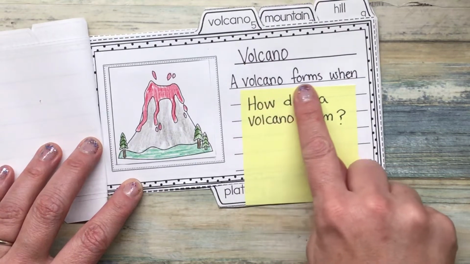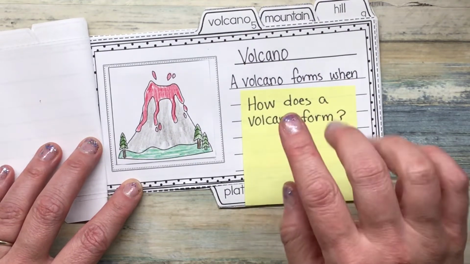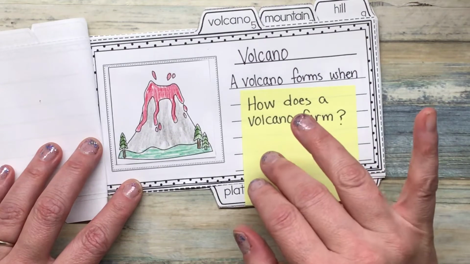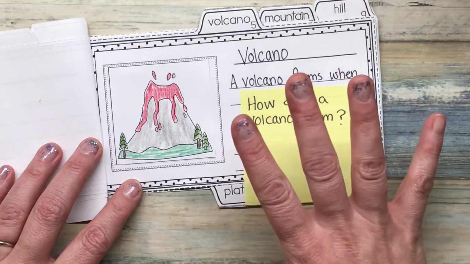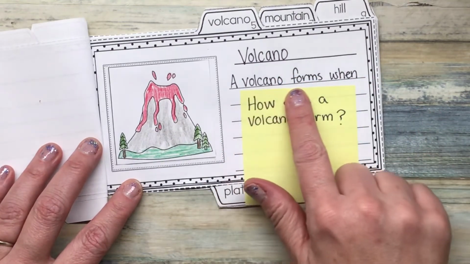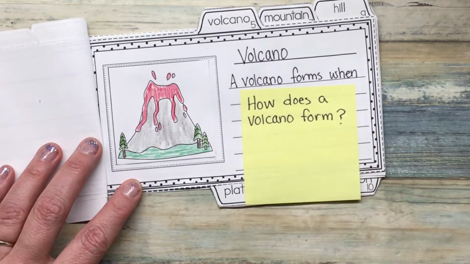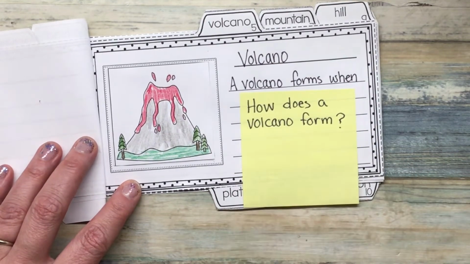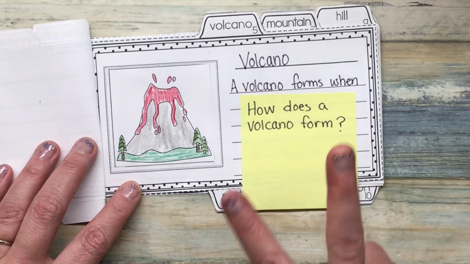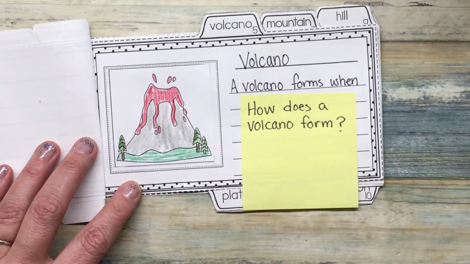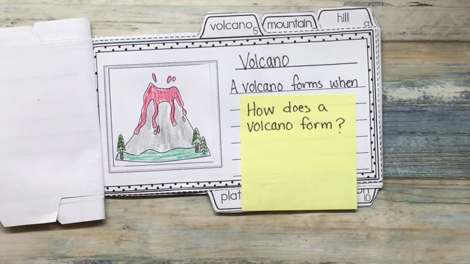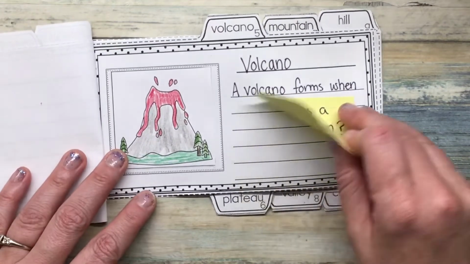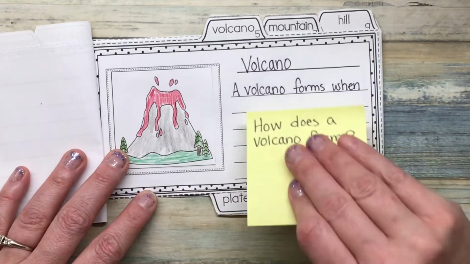And this is our sentence that we're going to be trying to answer, and we're trying to finish it when we watch the movie. A volcano forms when? So the question that you're trying to answer is, how does a volcano form? The little video will tell you 2 different ways that they form, and you need to figure out at least one of those and be able to tell me right here and finish that off.